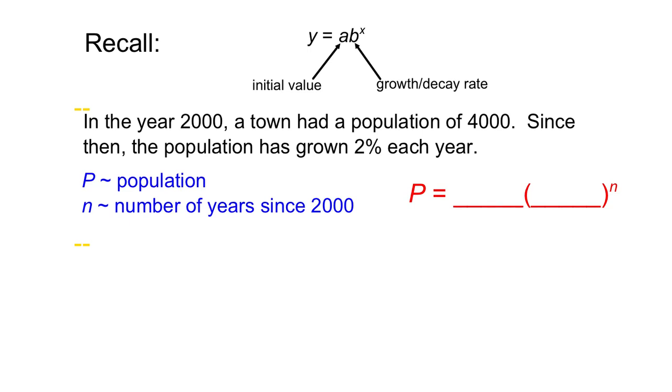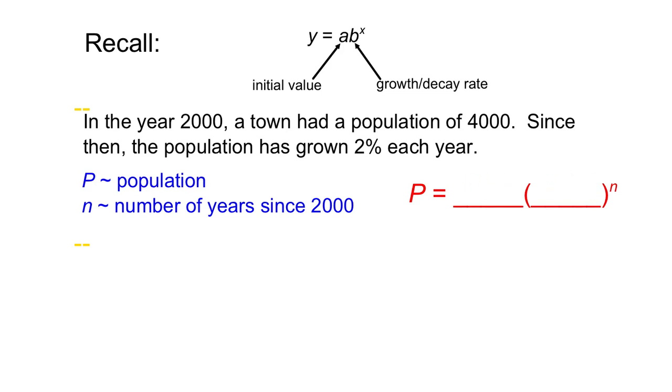So, let's change applications. In the year 2000, a town had a population of 4,000. Since then, the population has grown 2% each year. I'm going to use, instead of x and y, p for population and n for the number of years since the year 2000. Instead of y, I'm using p. Instead of x, I'm using n, but I need to know a and b values to make my equation. I want to be able to calculate the population in any year after the year 2000. So what numbers do I have to put in these positions?